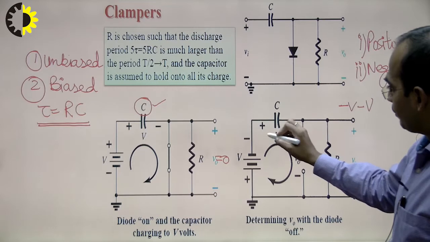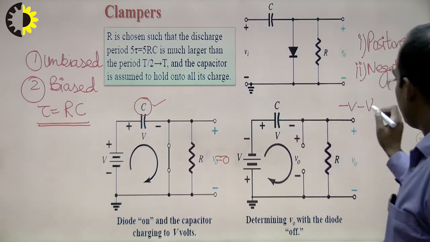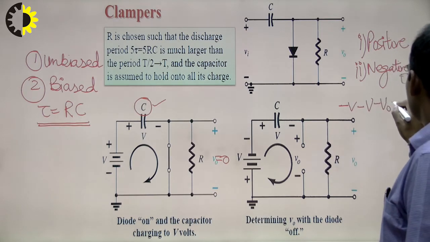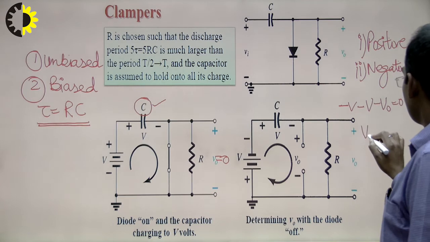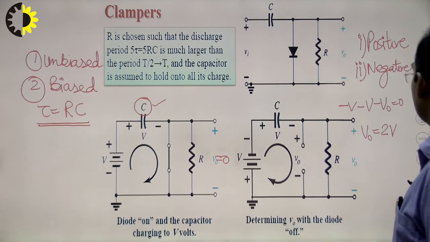So I will put here positive sign and negative sign here. So for this diode, the sign will be minus V. You are leaving this negative terminal, so minus V naught. So what will be the output? V naught is equal to V.